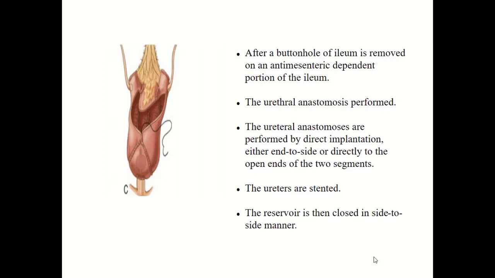After a buttonhole of the ileum is removed on the anti-mesenteric dependent portion of the ileum, the urethral anastomosis is performed. The urethral anastomosis is performed by direct implantation, either end to side or directly to the open ends of the two segments. The ureter is stented and the reservoir is then closed in a side to side manner.